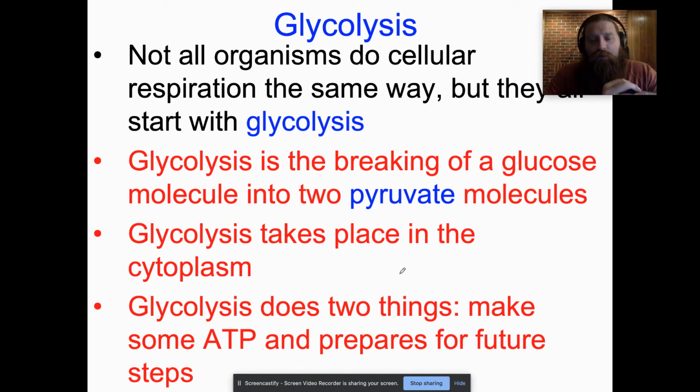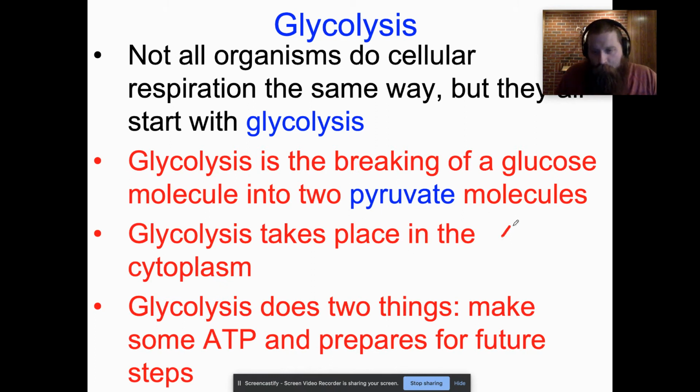Before you can get to respiration, you actually have to do a step number one, and that step number one is called glycolysis. All right. Now, there are some differences in the way that different organisms undertake cell respiration, but all of the organisms that use cell respiration start with glycolysis. And glycolysis breaks down glucose into two pyruvate molecules. So let me draw this for you.